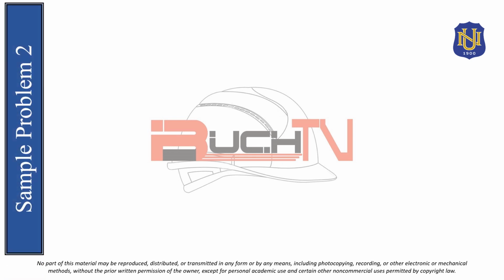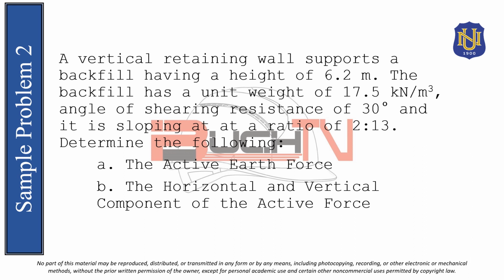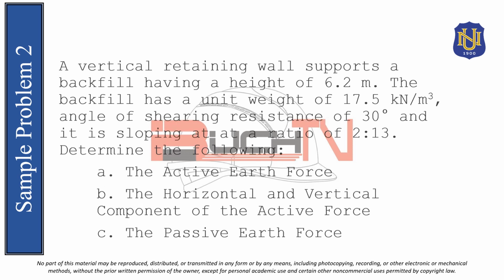So let's proceed to sample problem number 2. A vertical retaining wall supports a backfill having a height of 6.2 meters. The backfill has a unit weight of 17.5 kilonewton per cubic meter, an angle of shearing resistance of 30 degrees, and it is sloping at a ratio of 2:13. So we will need to determine the following. First, the active earth force. Then next, the horizontal and vertical component of the active force. Then third will be the passive earth force.